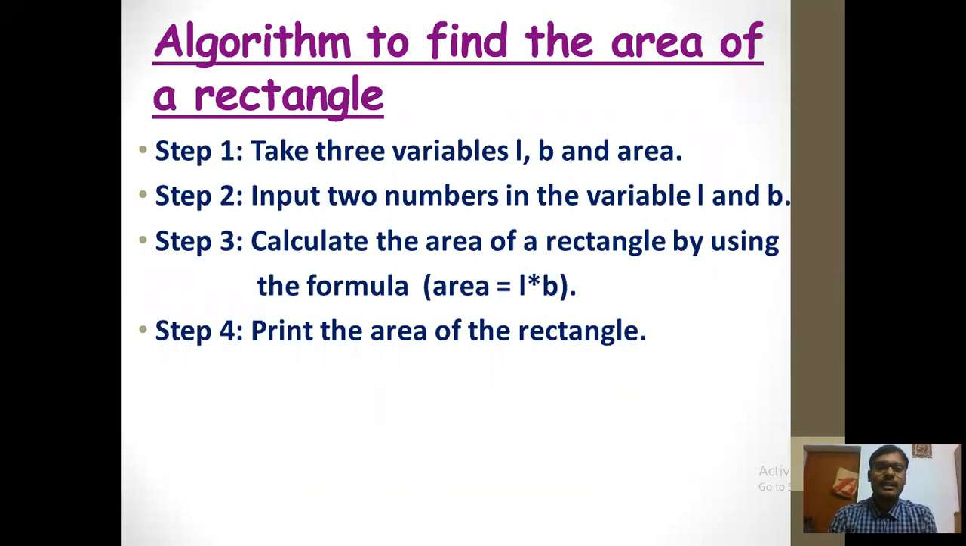Now step number 2, input two numbers in the variable L and B. You have to input two numbers in variable L and B. Third step, calculate the area of the rectangle by using the formula area equals L into B, because for finding the area of a rectangle you have to use this formula L into B.